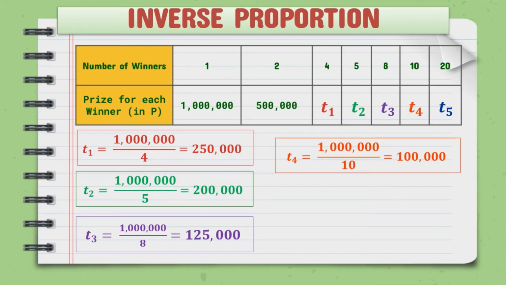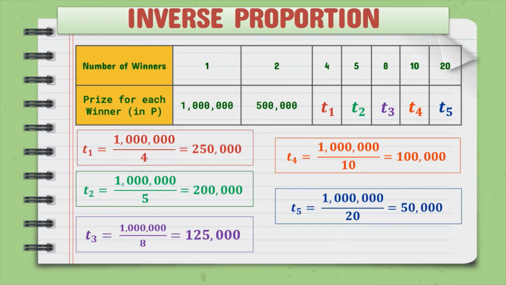So they will receive 100,000 each. And then if we have 20 winners, 1 million divided by 20, they will get 50,000 each. So meaning, if you notice, habang dumadami yung mga winners, bumababa yung premyo nila. Okay? So, the number of winners increases, but the price for each winner decreases. So that is inverse proportion.